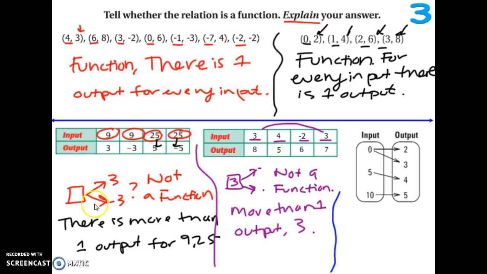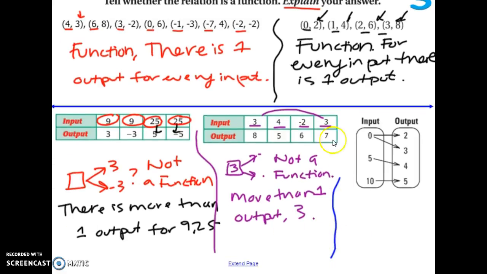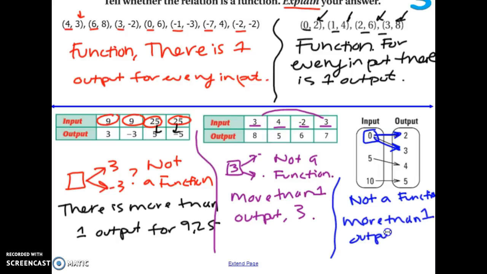Last one like this. Is this a function or not? If I push the button that says 0 on the pop machine, should I get out a Coke and a Sprite, a 2 and a 3? No. This one is also not a function, because there's more than one output for 3. Oh, not 3.